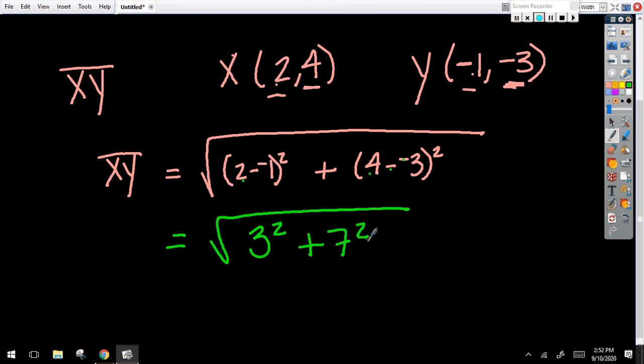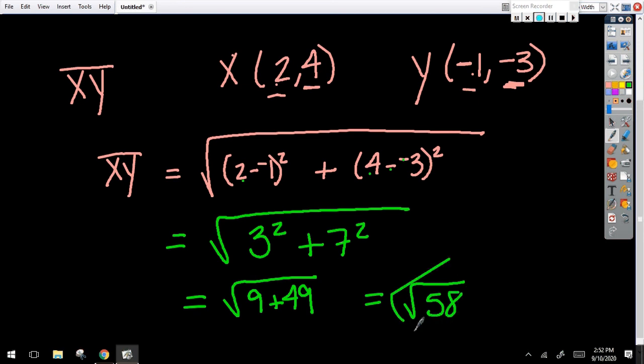Now I'm going to square each one. 3 squared is 9, 7 squared is 49. So I find that the length of segment XY is equal to the square root of 58. And I am done.